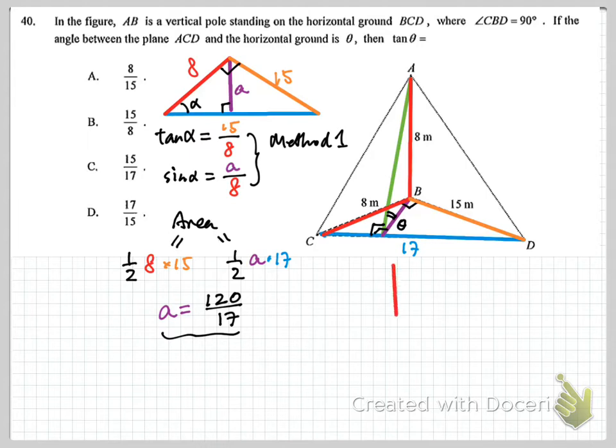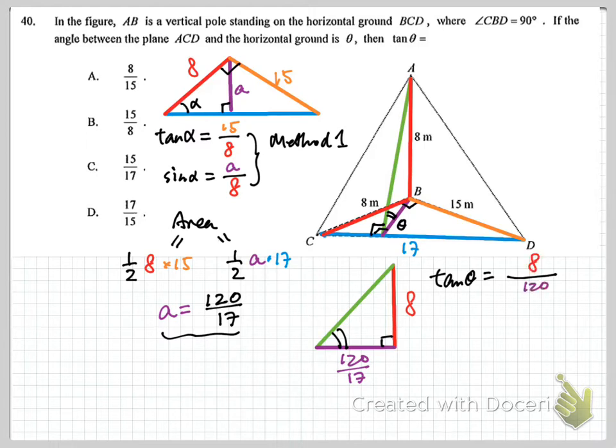We have the red line here, the green line and the purple line. We don't know what the green line is, but fortunately we don't have to know, because all we need in the right angle triangle is two lines so that we can get the ratio. This is the 8 in red, and this is the 120 divided by 17 in purple. So eventually we have tangent theta equals 8 divided by 120 over 17.